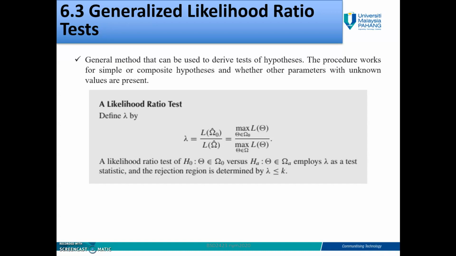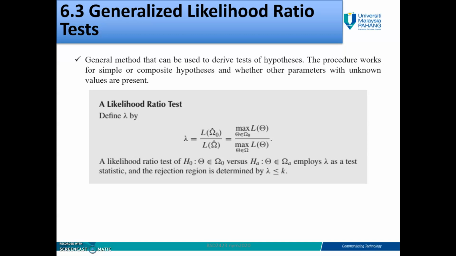So in this video, we will learn the last subtopic for chapter 6 and the last for this semester. Alright, so 6.3 is the generalized likelihood ratio test. Basically this is a general method that you can use to derive the test of hypothesis. From the previous video you have learned the Neyman-Pearson lemma, isn't it? And before that you have general hypothesis testing.